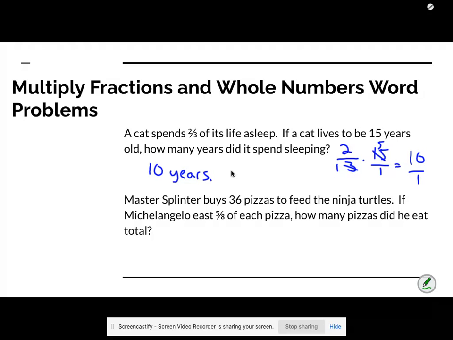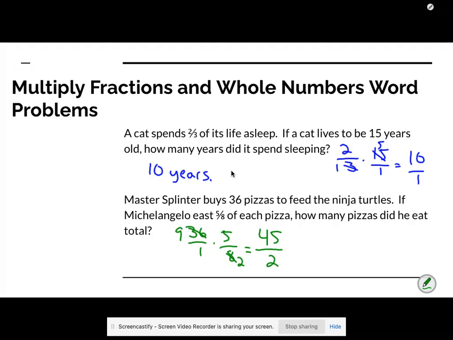Master Splinter buys 36 pizzas to feed the Ninja Turtles. If Michelangelo eats 5/8 of each pizza, how many pizzas did he eat total? So 36 over 1, because that's my whole number, times 5/8. Now, greatest common factor. I can see that it's 4, so that goes in there 2 times, and it goes in here 9 times. Multiply across, I'm going to get 45 over 2.